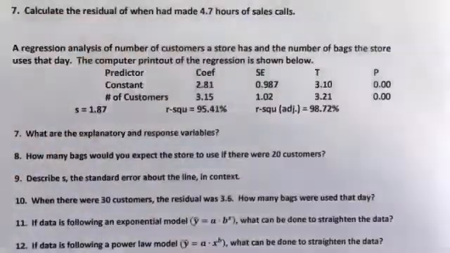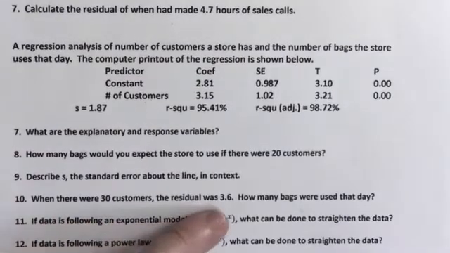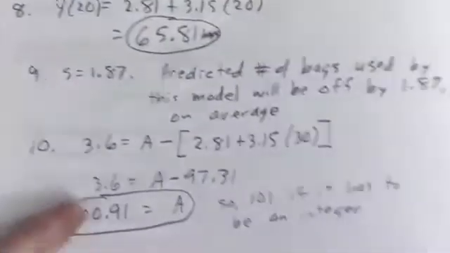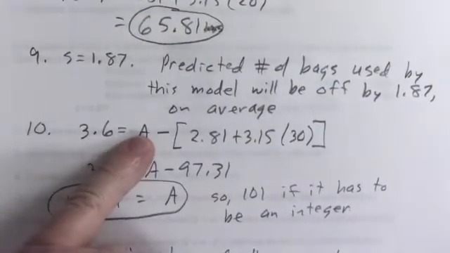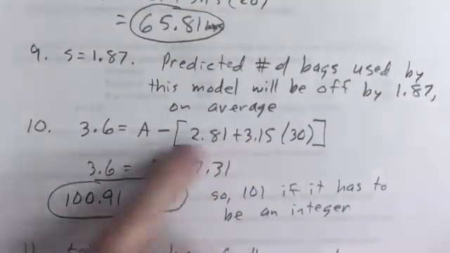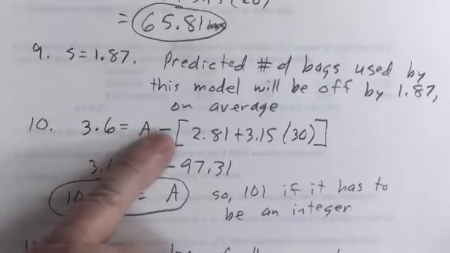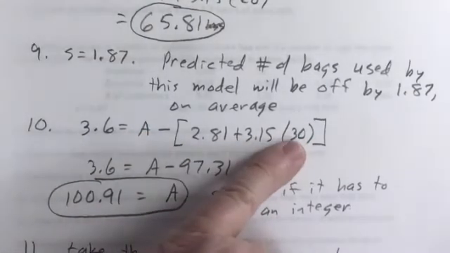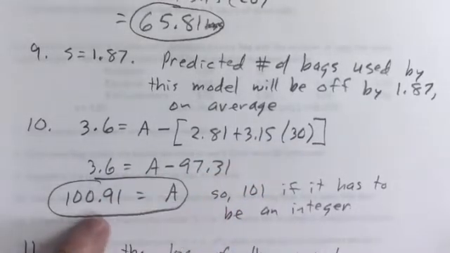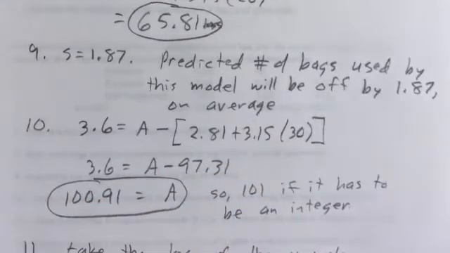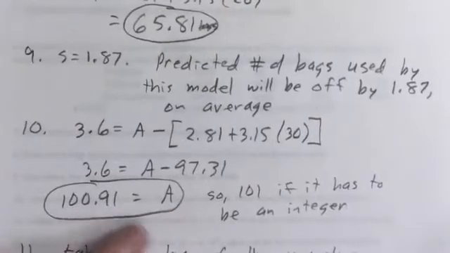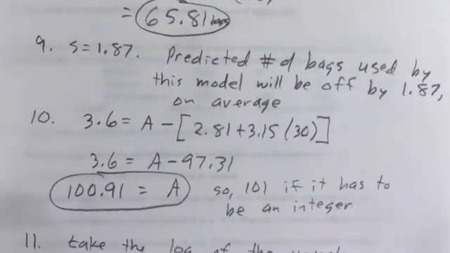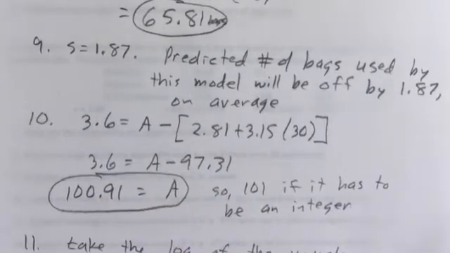So there you go. Number 10, when there are 30 customers, the residual is 3.6. How many bags were used that day? Okay, well, we'll use the formula for residuals. The residual is equal to actual Y minus predicted. Actual is what we're trying to find, and the predicted Y is what you get when you plug your X into the equation, which our X is 30 here. And so we just solve this for A and we get 100.91. If it asked in such a way that you had to pick an integer, then you pick 101. You just round to the nearest integer.